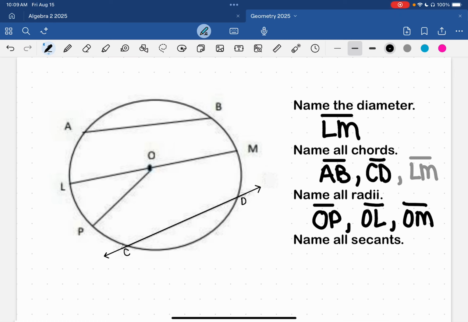All right, and our final question is all the secants. Once again, I can go back and look at my picture, but my secant is this one right here. This one's my secant. So I'm going to use the two letters, and I'm going to use the symbol with the arrows.